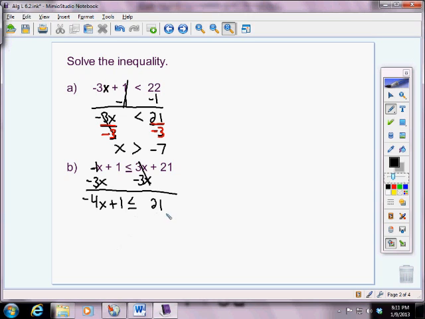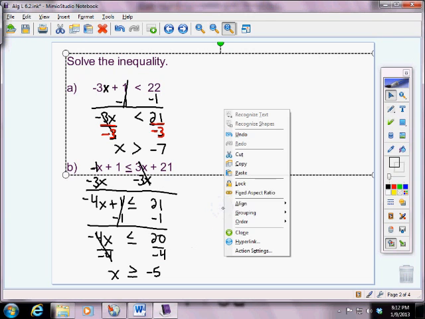Now I'm just solving a regular two-step inequality. I'll subtract 1 from each side, bring down my negative 4x, these cancel, bring down my inequality symbol, 21 minus 1 is 20, and then I'm going to divide each side by negative 4. Negative 4 divided by negative 4 is 1x, 20 divided by negative 4 is a negative 5. Because I divided by a negative 4, don't forget to reverse the direction of your inequality. Just flip it over.